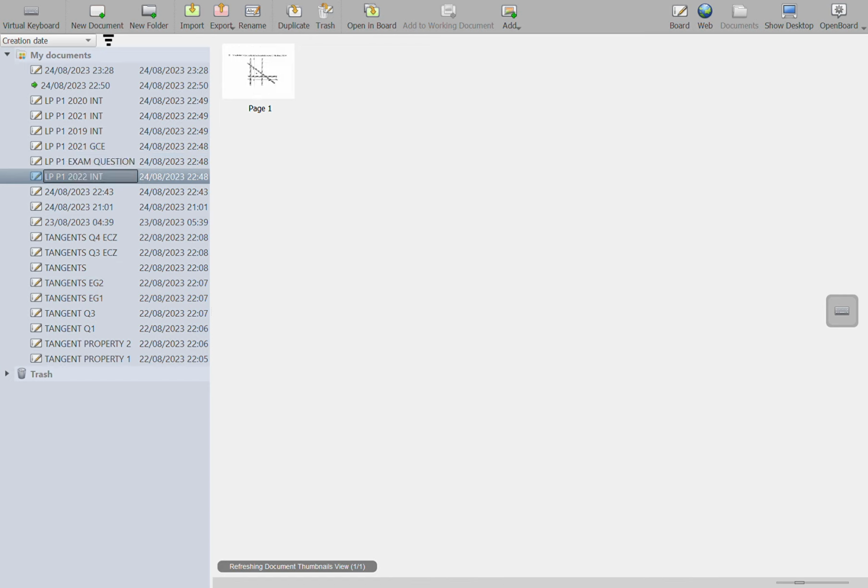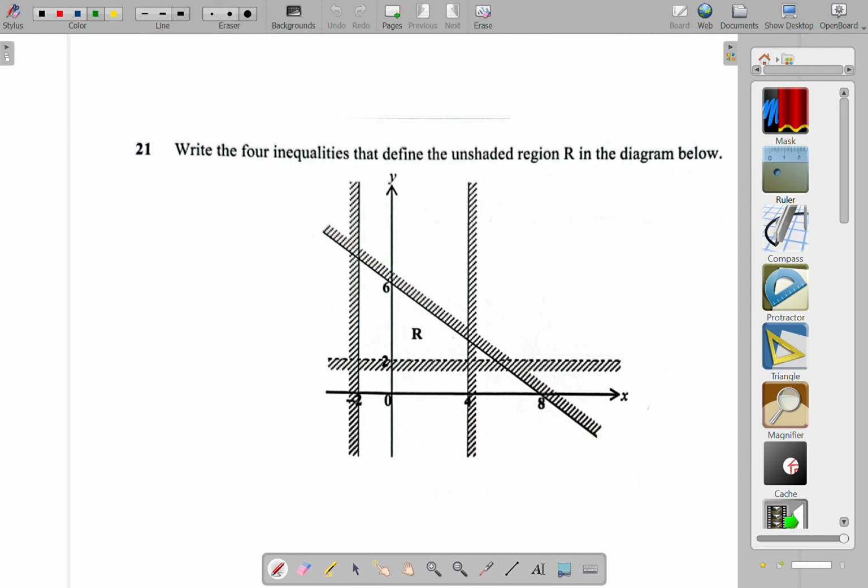Let me see the questions we can start with. Let's start with this question here. Write the 4 inequalities that define the unshaded region R in the diagram below. Okay, write the 4 inequalities describing the shaded region R in the diagram below.